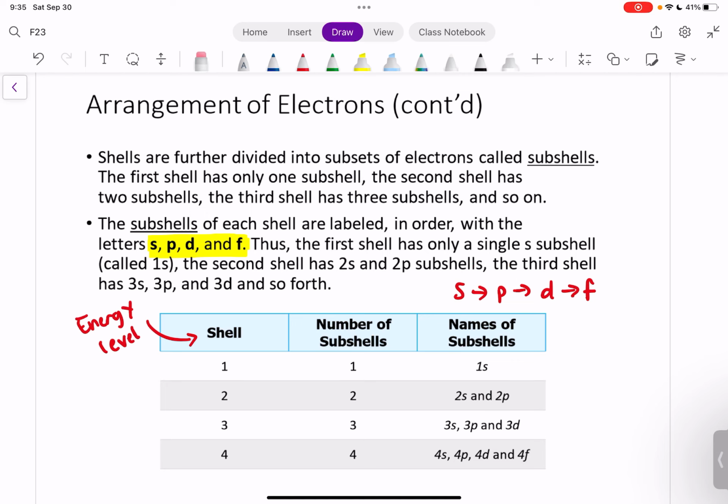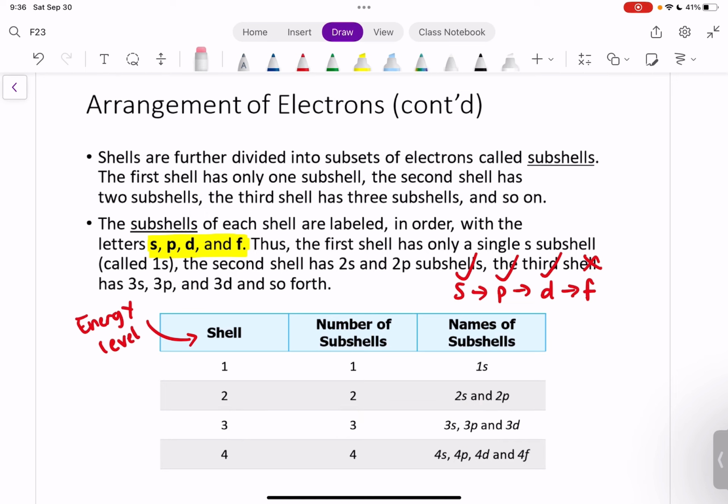Now let's take a look at the third shell. In the third shell, or the third energy level, we have three subshells. So we get our S, our P, and our D. We don't get to F in our third shell. We call those subshells 3s, 3p, and 3d. We're in the third shell or third energy level, and we make it to S, P, and D subshells.